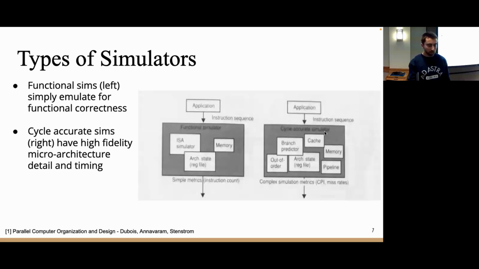On the right here, we have a picture that is a cycle accurate sim, which basically gives you complete high fidelity microarchitecture detail and timing. So you can see in this picture on the right, we have the branch predictor, we have caches, we have this out of order pipeline, we have a more detailed memory model. So you get more fidelity on the right than you do on the left.